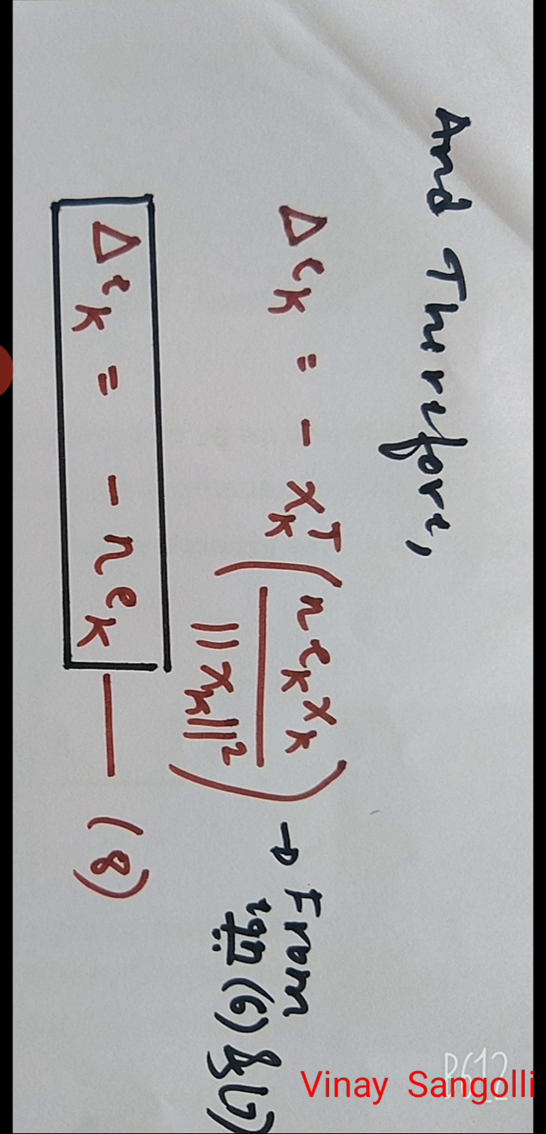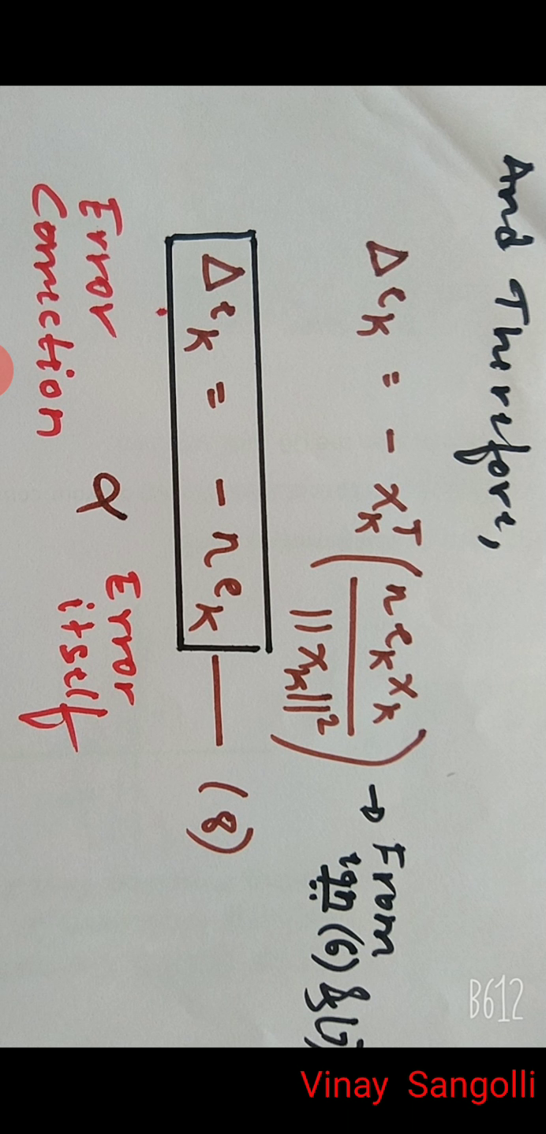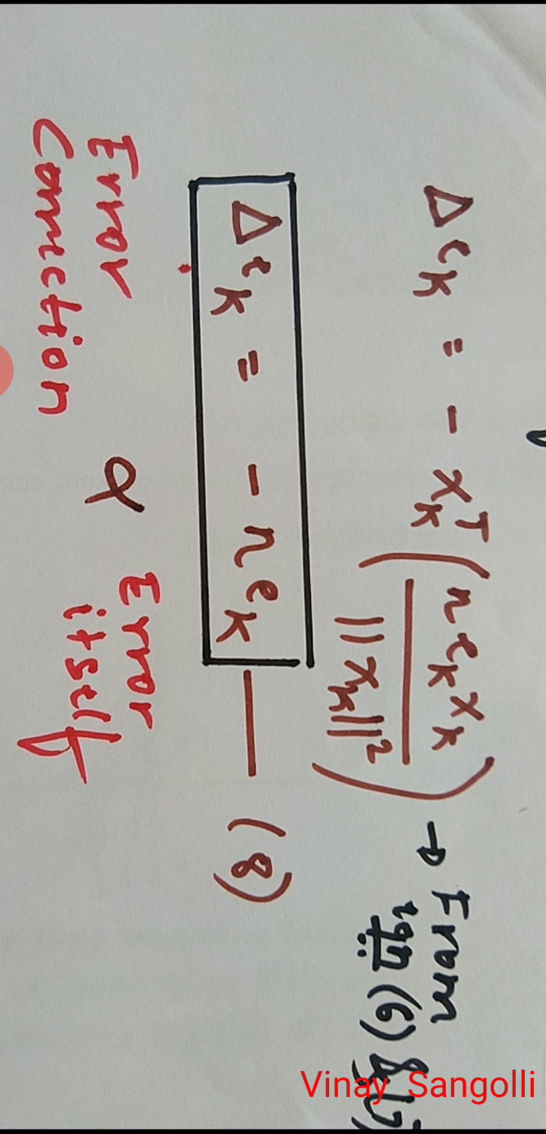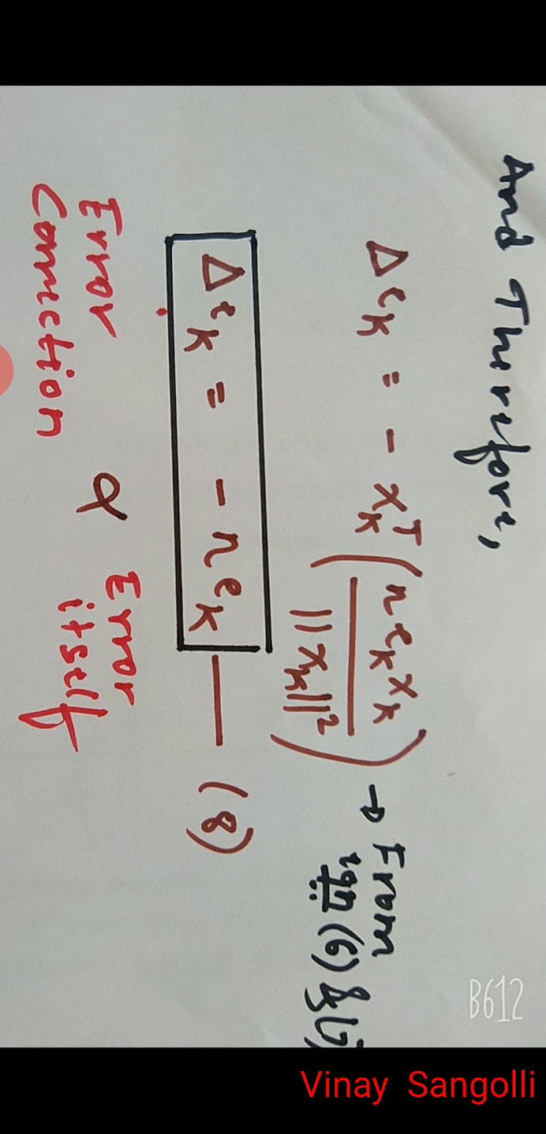The one simple thing you can observe from equation number 8 is that the right hand side and the left hand side both have E of k. Now what is that E of k? E of k is nothing but your error. But what we are doing on the right hand side is trying to correct the error, which is error correction, and on the left hand side we have the error itself, which is E of k. So therefore we can say that the error correction is directly proportional to the error itself. This is very important, and this is where we conclude our LMS algorithm.